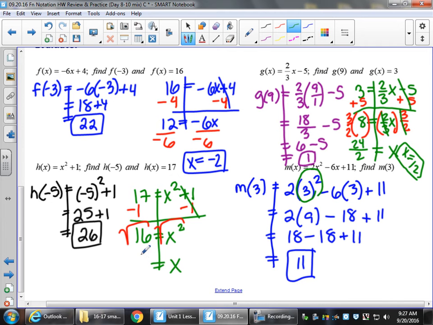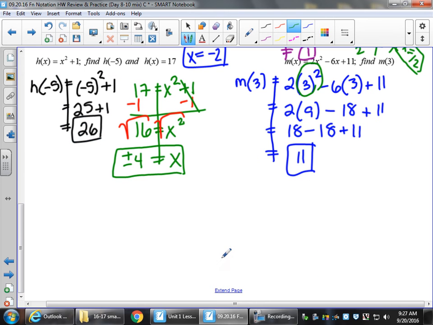Why do I get 2 answers? Remember that from last year? I get 2 answers because, think about that. What is 4 squared? 16. What's negative 4 squared? Also 16. So when you're solving x squared equals 16, there are 2 answers, the positive and the negative.